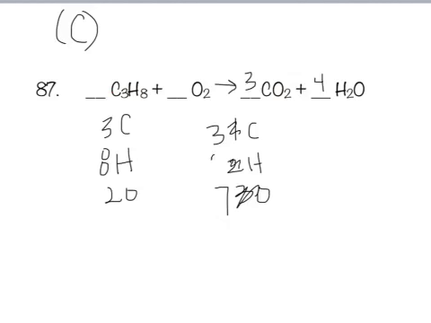this becomes 8. And now let's look at our oxygen. 2 times 3, which is 6, plus 4 is 10. Okay, we can easily get 10 oxygen on this side by placing a 5 there. So there is your balanced formula equation. 3 carbons, 8 hydrogen, 10 oxygen on each side, coefficients of 1, 5, 3, and 4.